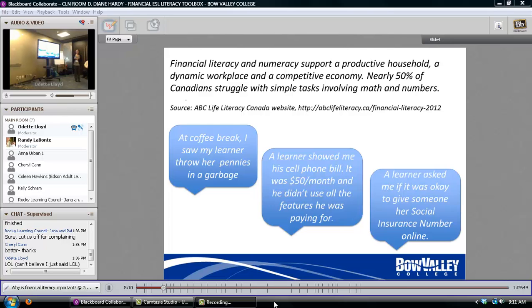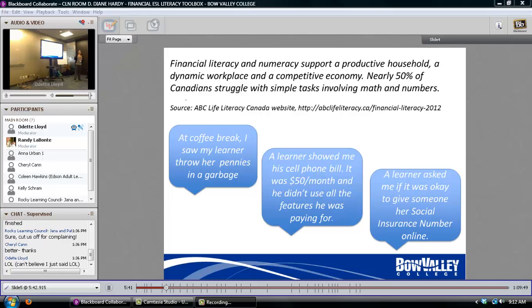Things like 50% of Canadians struggle with simple tasks involving math and numbers. And a lot of our learners were already struggling financially. It was very difficult to make ends meet. And a lot of the decisions they were making weren't actually helping them save money or make strides towards having the life that they talked about.